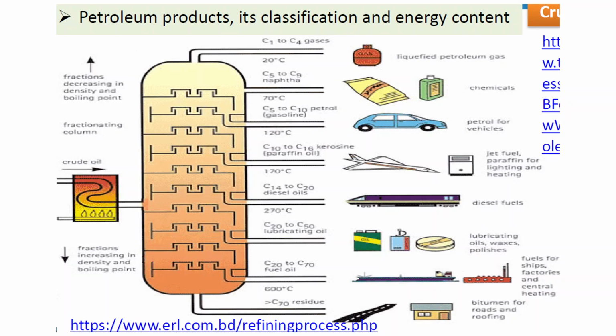Coming on to the various petroleum products and their classification and energy content. So what we do is we get the crude oil, and we do the distillation. Fractional distillation of crude oil is done in a reactor containing different plate arrangements. So we get different kinds of products.